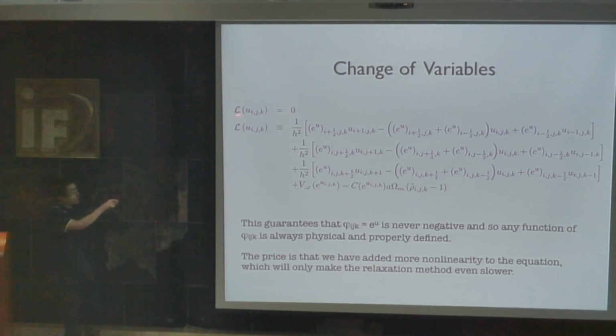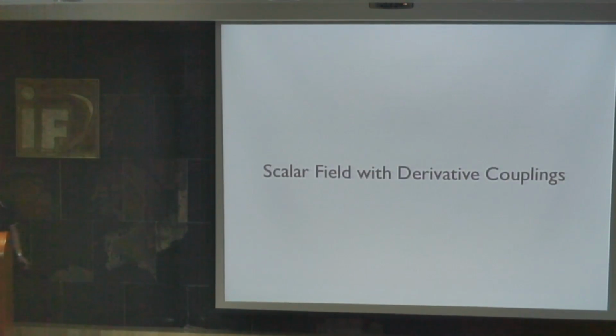So then this equation will look much more complicated, and you have these nonlinear terms. The advantage is that you will always guarantee that your functions like the V and coupling functions are well defined. But the drawback of this method is that you are nonlinearizing already nonlinear equations. You are adding more nonlinearity, and you make the relaxation method even slower and less likely to converge. So that is why these kinds of simulations are generally much slower than standard gravity simulations.